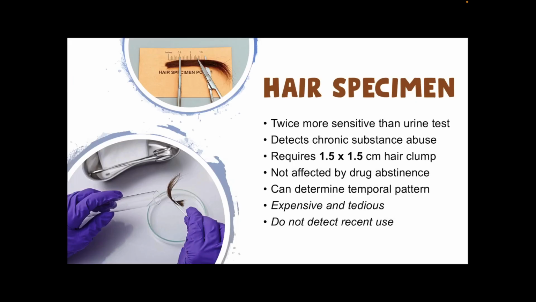And also, we have hair specimen. So this is twice more sensitive than urine test, and it detects chronic substance abuse. And it requires a 1.5 by 1.5 cm hair clump, and it's not affected by drug abstinence as compared to your urine, and it can determine temporal pattern or inconsistent pattern of the use of drugs. However, it is expensive and very tedious, and it does not detect recent use.